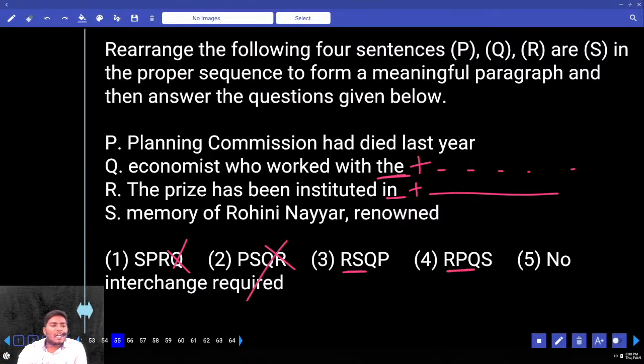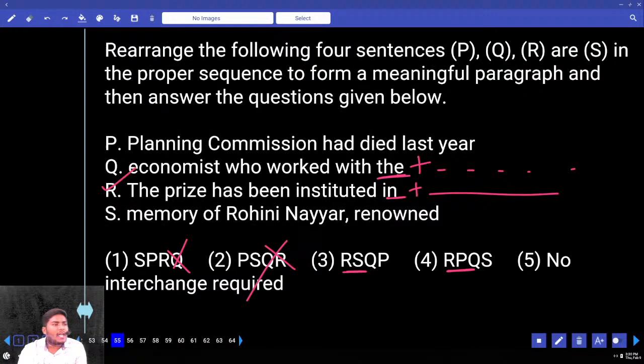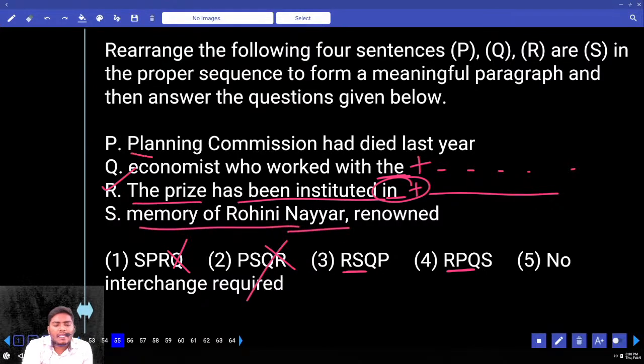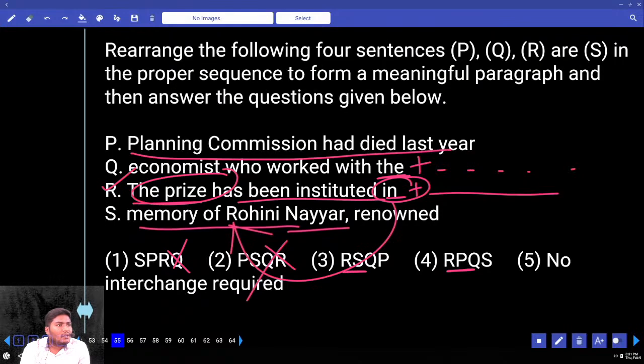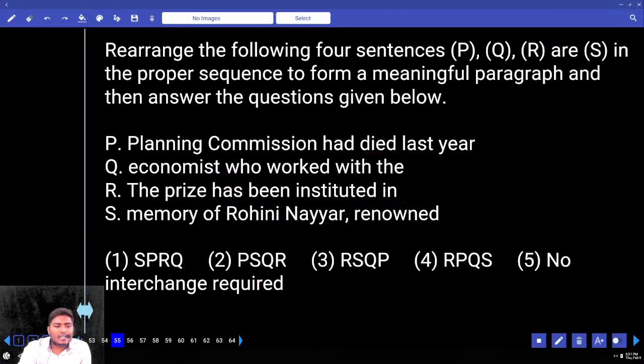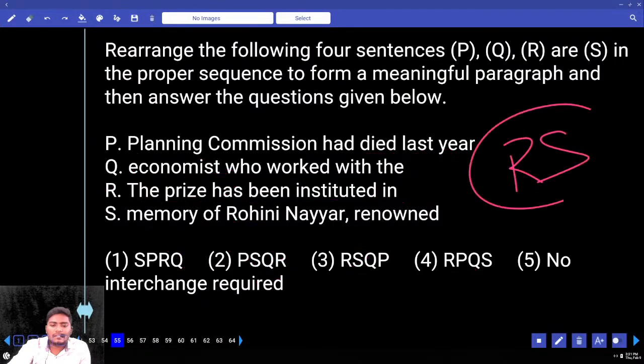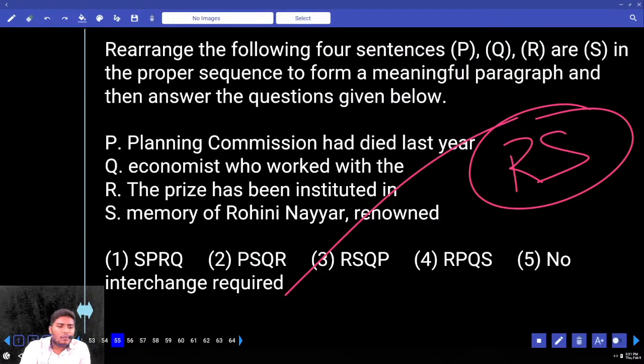Now RS or RP, read the sentence with R. Tell me the answer. The prize has been instituted in what? In memory of Rohini Nair, or in planning commission had died last year. Which one is correct? There was a prize which was given in the memory of Rohini Nair. So the answer comes with the combination of RS. Answer must be 3. Move to 56.